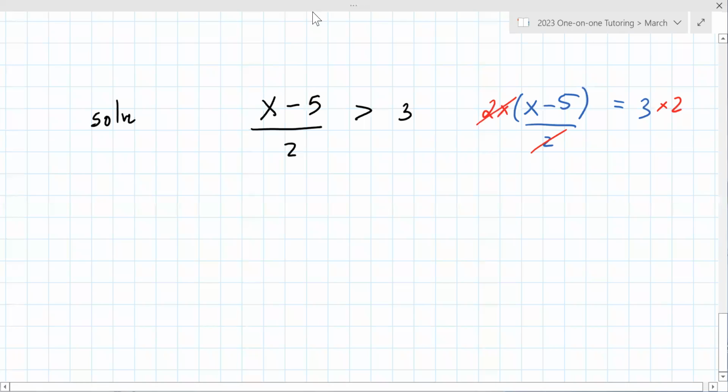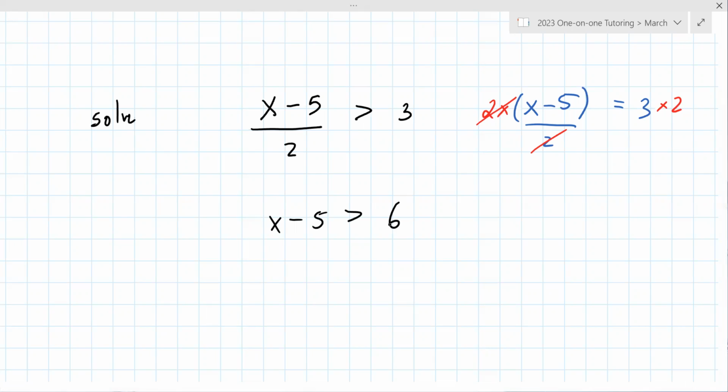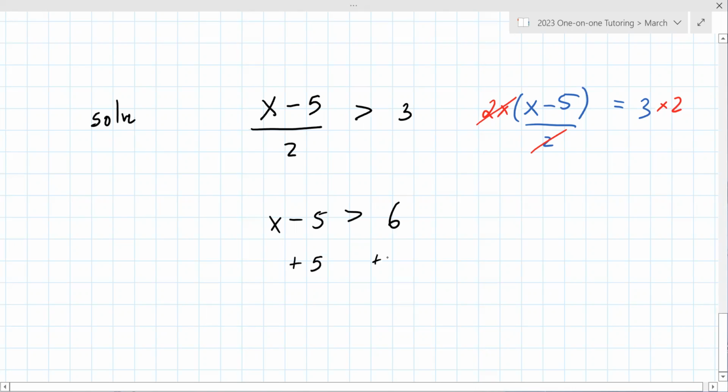Okay, so go back to the inequality on the left and work it from there. So yes, X minus 5 is greater than 6. Do we need to figure out X? You have to solve for X, isolate X. How do you undo subtraction by 5? Addition. So you got X greater than 11. Yes, it's greater than 11.